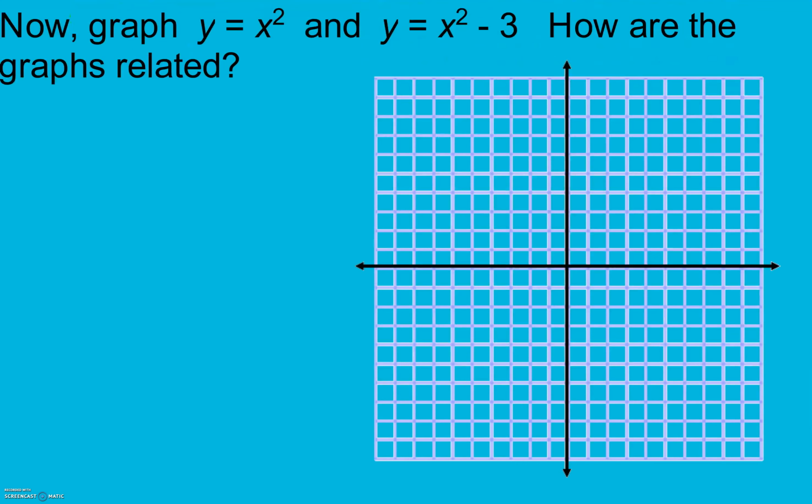Now, feel free to pause here and give this a try if you'd like. We want to know how are these graphs related. We're going to graph both of them first, but we wouldn't need to. Just looking at our equations, we see that the only difference here is a -3. And since that's at the end, we know that it's going to change our y to be 3 less. But we'll go ahead and graph these here.